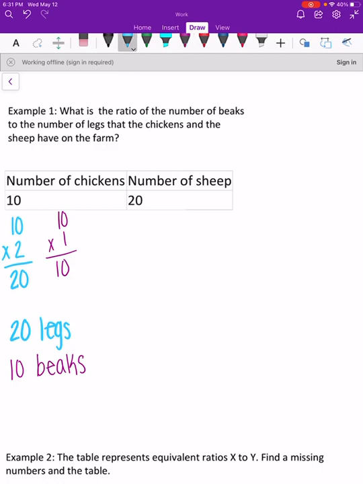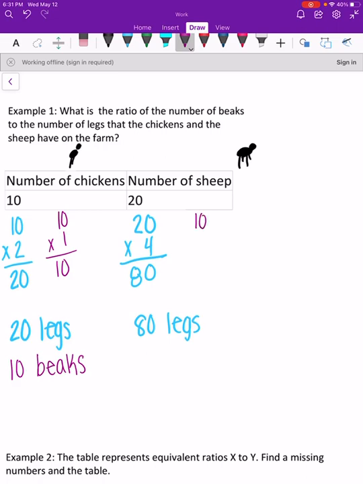Let's talk about the sheep. There are 20 sheep, but a sheep has 4 legs. So while a chicken kind of looks like this, a sheep has 4 legs. So we're going to do 20 times 4, and that's 80. So there's 80 legs. And sheep do not have beaks. So we're going to do 10 times 0, which is 0. So 0 beaks.